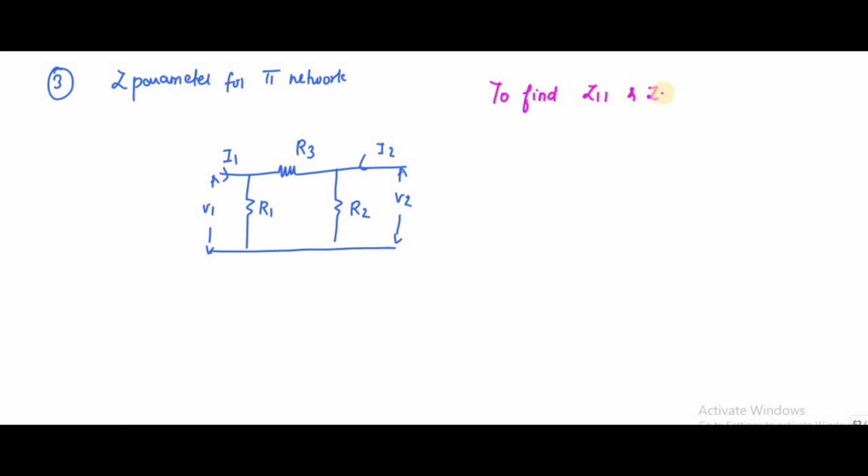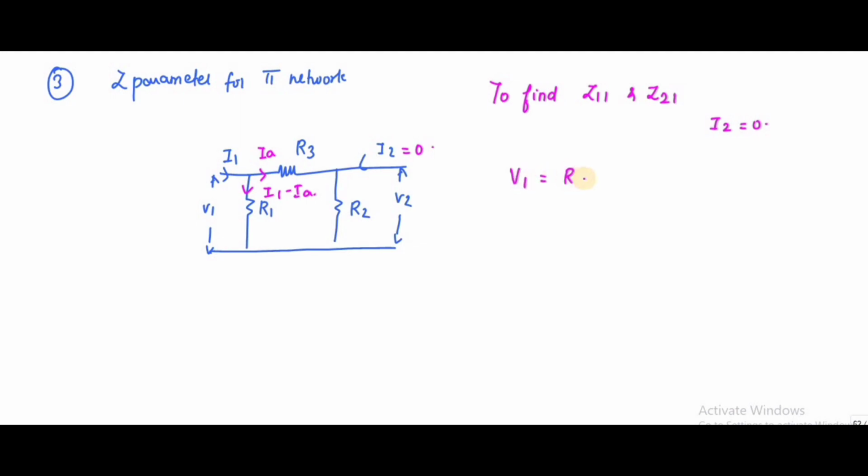So first we need to find the value of Z11 and Z21, right? So what is Z11? That is V1 by I1 for I2 is equal to 0. So first let us substitute I2 is equal to 0 and the current is IA. According to Kirchhoff's current law, this is I1 minus IA. Now, what is IA according to the current divider rule?